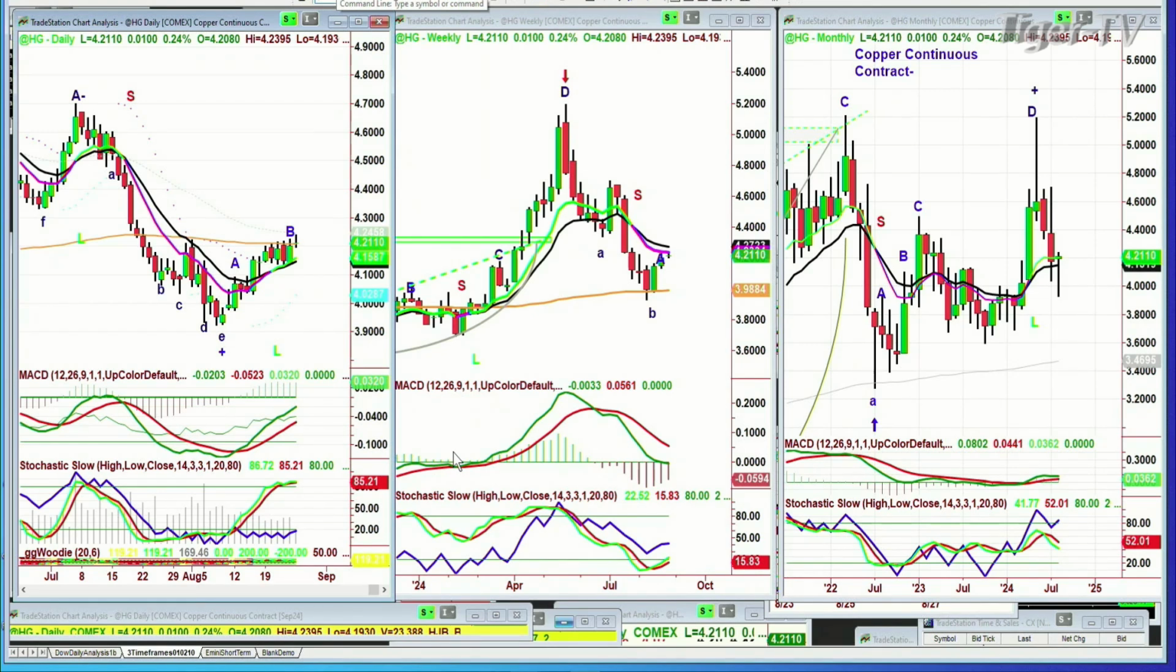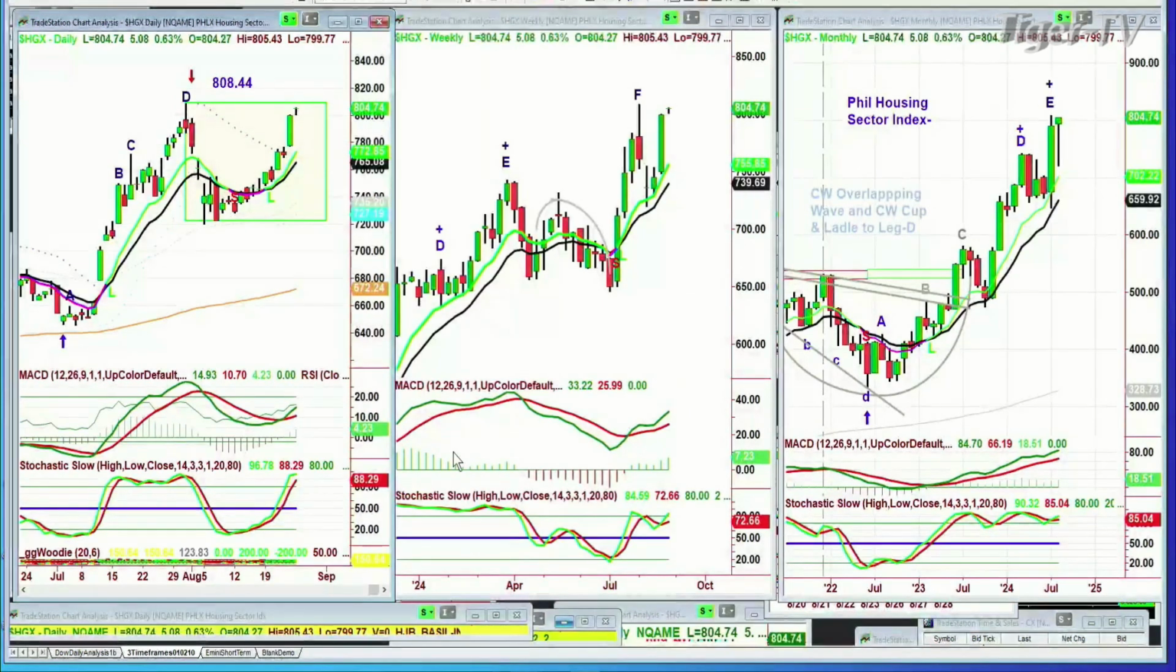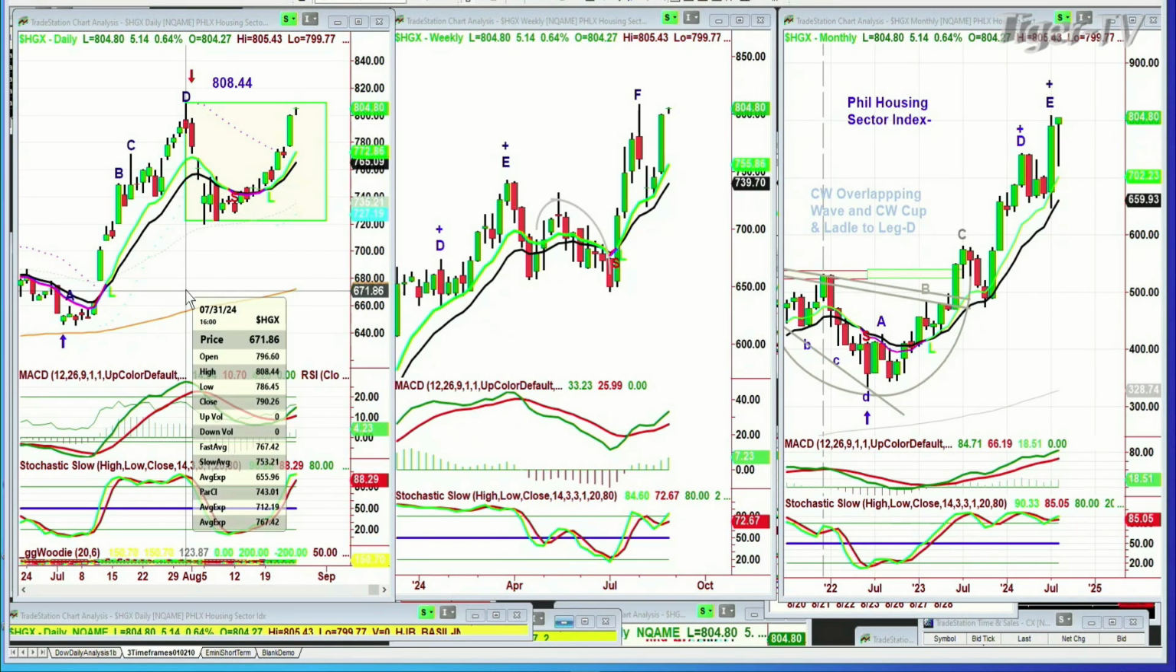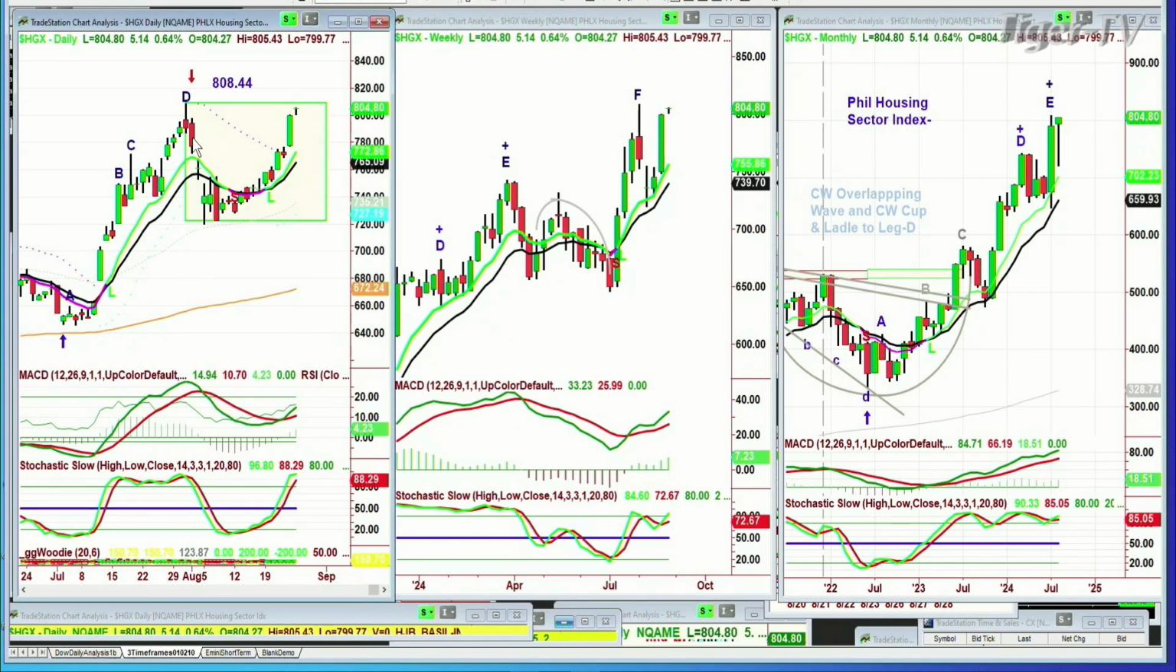Now, this is very interesting. The HGX, the Philadelphia Housing Sector Index, is almost at a new all-time high. 808.44 was the high, I think at the beginning of August or end of July. Yes, the 31st of July. And it's made this pattern that I talk about, the rectangle that becomes a lopsided gravy cup U formation. Very often it can go back to the previous high, either as a peak D, right under, right on, or just above.